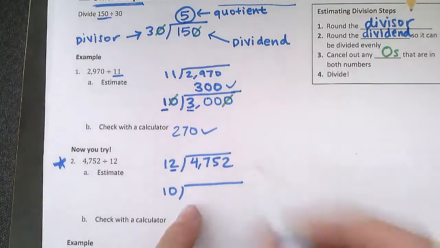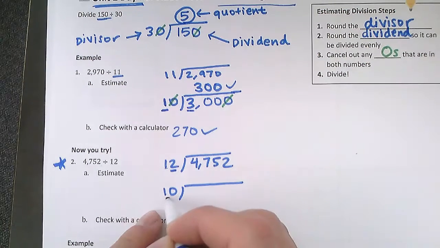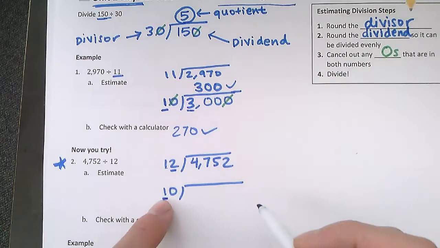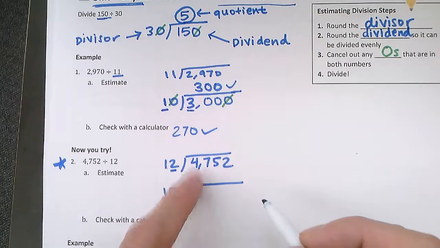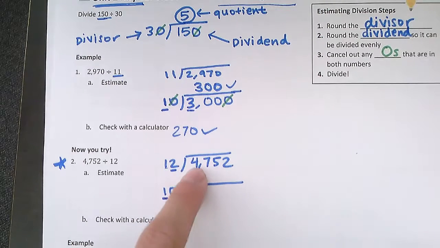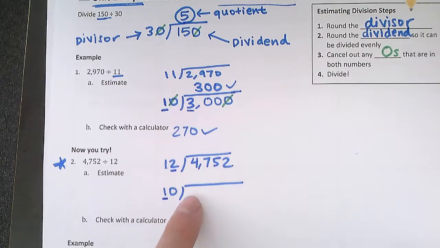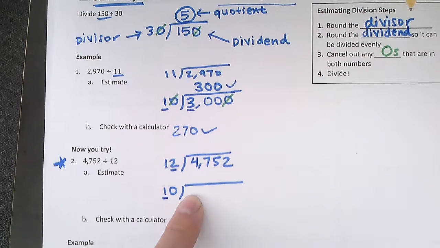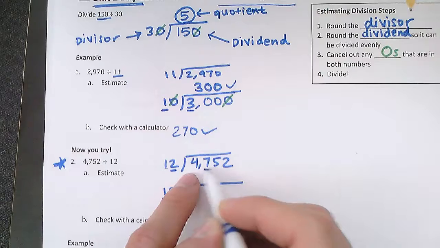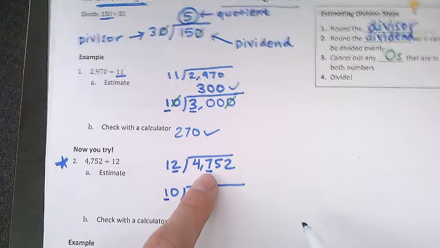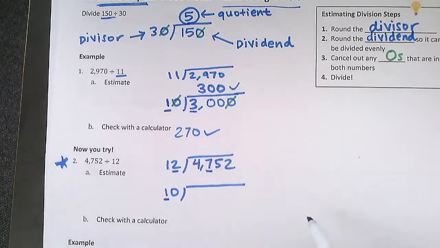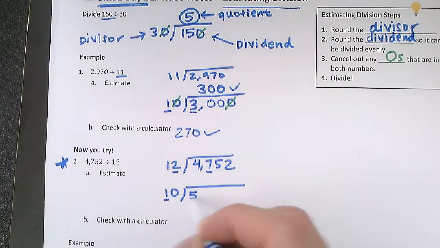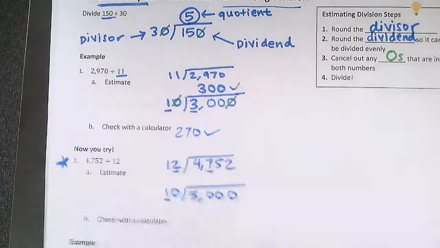And then I'm thinking about this first digit here, which is a 4. So I'm just going to round this number to the closest ones digit. The number after it is a 7, so since it's greater than 5, it's going to round up. So this becomes a 5, and it rounds up to 5,000.